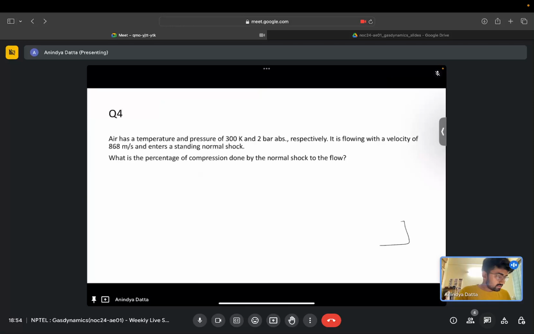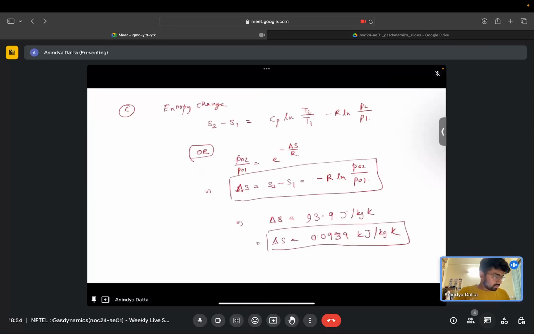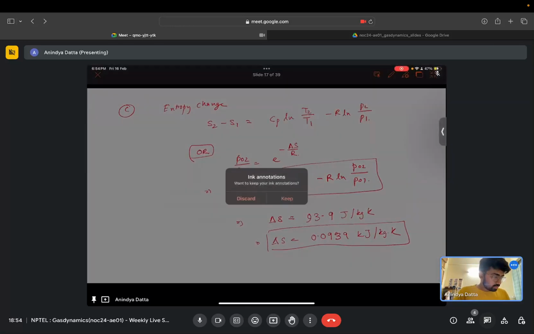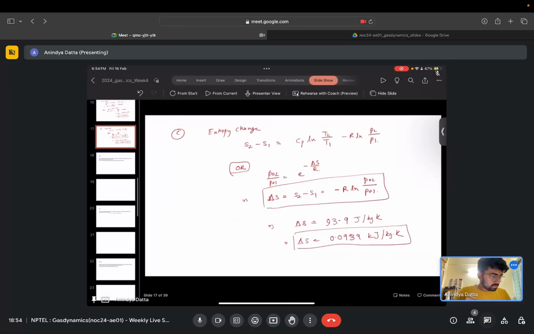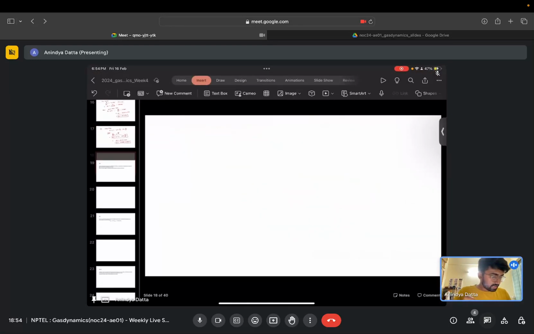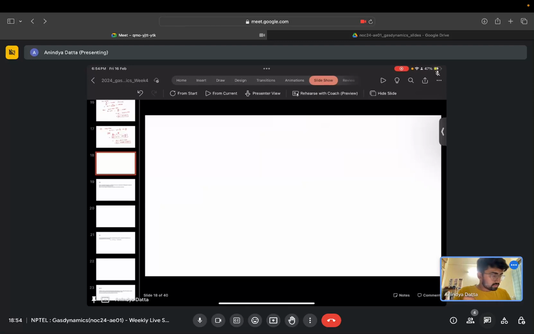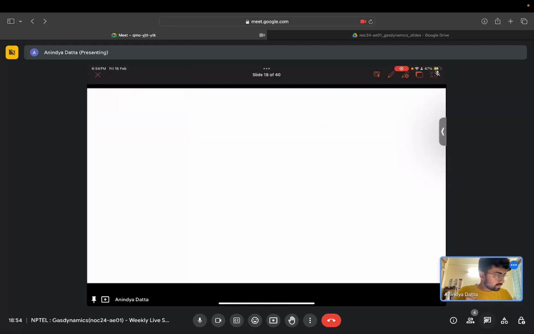Okay, so I hope this is clear. We have the last part where you need to show this on a TS diagram. Okay, so let's do that. So this is our TS diagram. First is our state point 1.